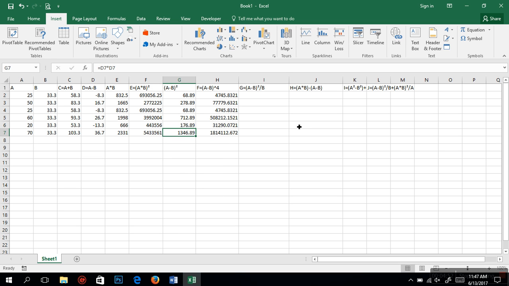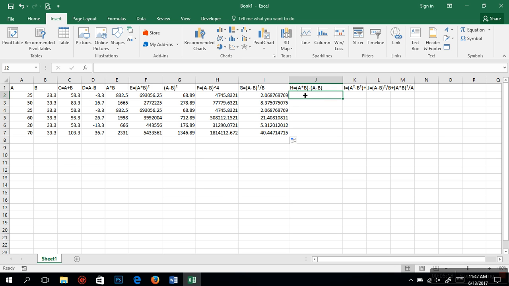Now we have G equal to A minus B square divided by B. We have A minus B square already here. So that's going to give us equal to A minus B square, divided by B. This is our B. Click enter. That gives us this value. Double click on that to get this.